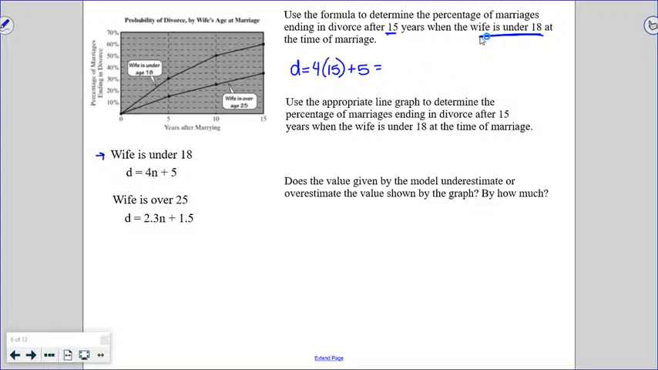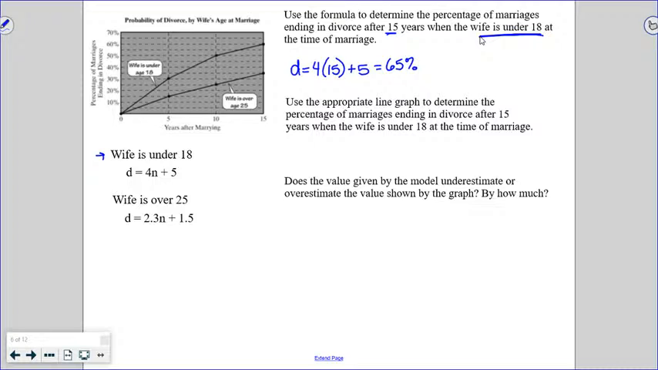Grab my calculator, type that in. What's our percentage here? 65. All right, okay, that's what the formula told me. That's what my best fit line for the data would have said.